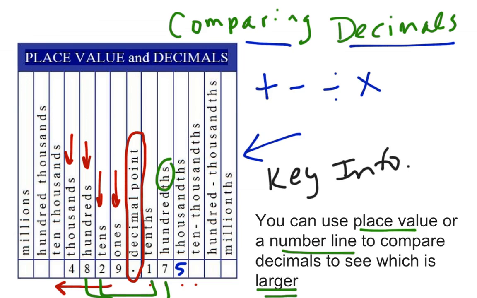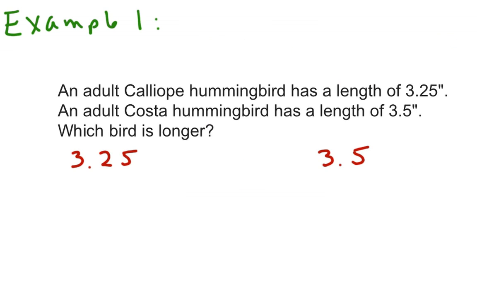All right, so let's go to example number 1. I have a word problem here. You don't have to write the whole word problem. You could write example 1, 3.25 versus 3.5, but here's a real-life example they wrote in the book. An adult calliope hummingbird has a length of 3.25 inches. The little double quote marks stand for inches. The single stands for feet, if you can't remember that. And an adult Costa hummingbird has a length of 3.5 inches.